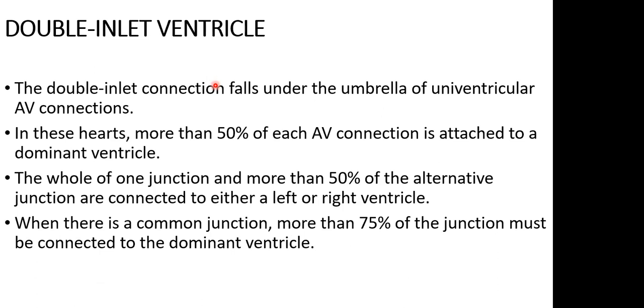Now we have the double inlet ventricle, one of the cyanotic heart diseases. So double inlet ventricle actually falls under the umbrella of a univentricular AV connection. So basically what happens here is that the mitral and the tricuspid valve actually empty into just one ventricle. And most times it's the dormant ventricle it empties into. And we know the dormant ventricle is a left ventricle because it's a high pressure ventricle. But in a few percent of cases, it empties into the right ventricle.